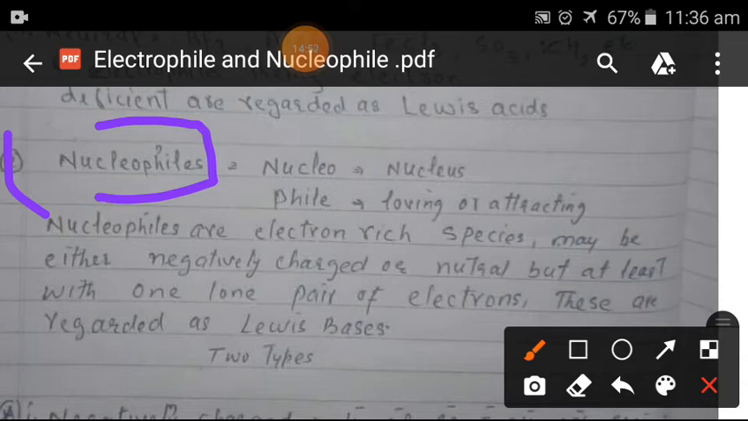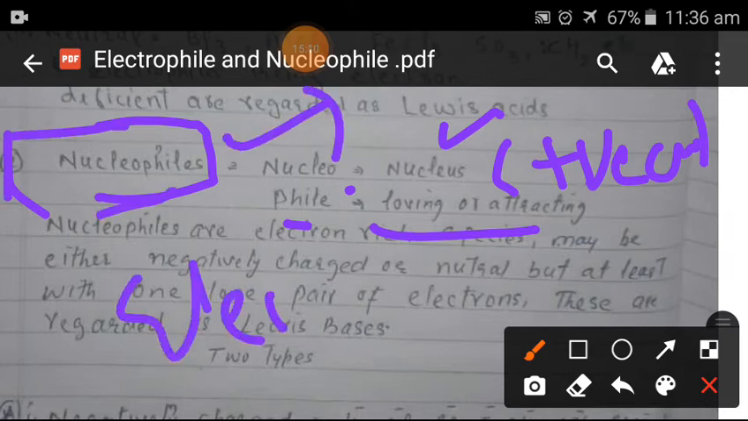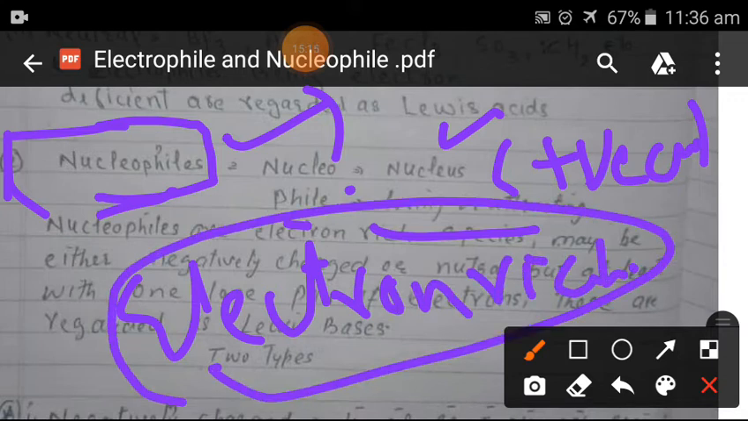Nucleophiles: nucleo means nucleus, that is, positive centers. Phile means loving. So nucleophiles are actually electron-rich species. Clear? They tend to attack those species which are electron deficient, for example where there is a positive charge, there is a deficiency, as I have already mentioned in the case of electrophiles.